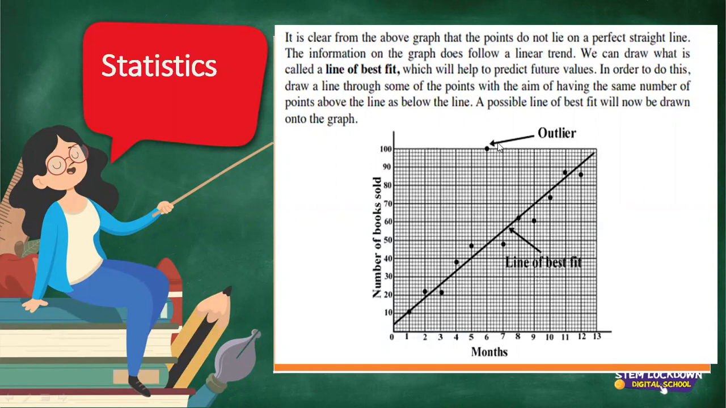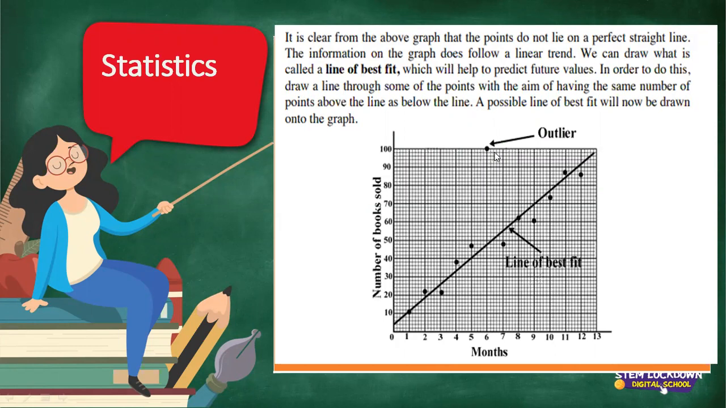Looking at this point here, this point is called an outlier. It's very far compared to the rest of the points. The sales at this month are just different compared to the rest of the sales. It is just too high. In months 5, 6, 7, the sales are around 50 to 60 books, but all of a sudden, in one month, we have a sale that jumped to 100. So that is called an outlier.